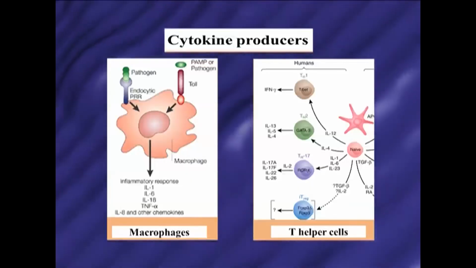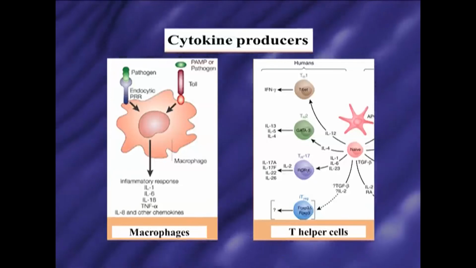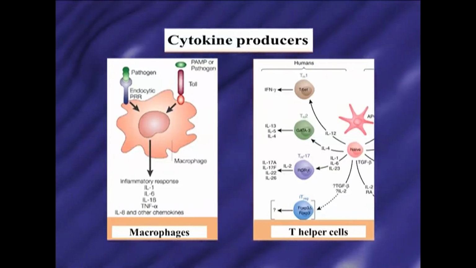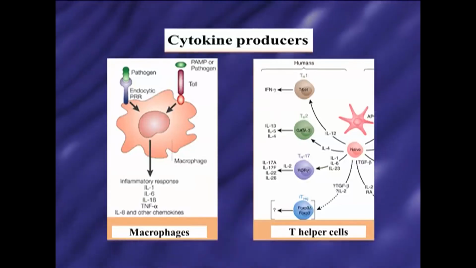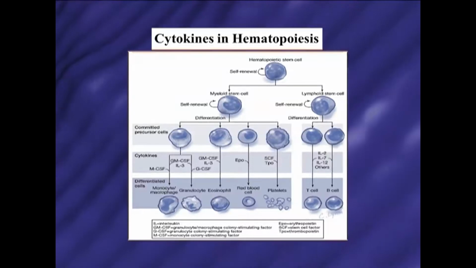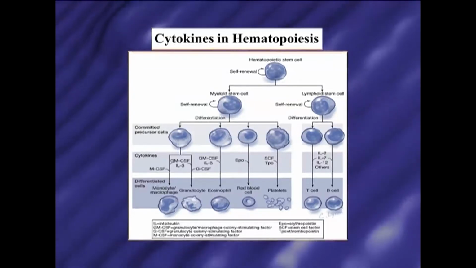Now after this binding, both the cells, the macrophage and the Th cell, get activated and they secrete a number of different cytokines, and all these cytokines have effect on other immune system cells. Cytokines are required for cell mediated immunity, humoral immunity, and they have a role in hematopoiesis, that means in blood cell generation in bone marrow.